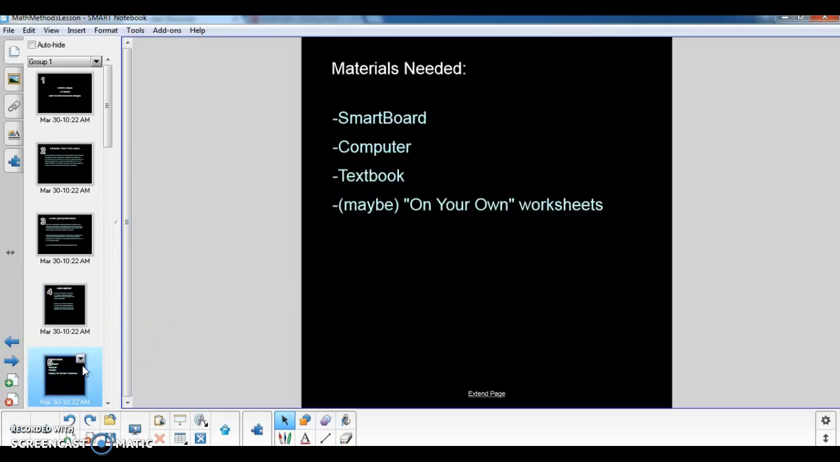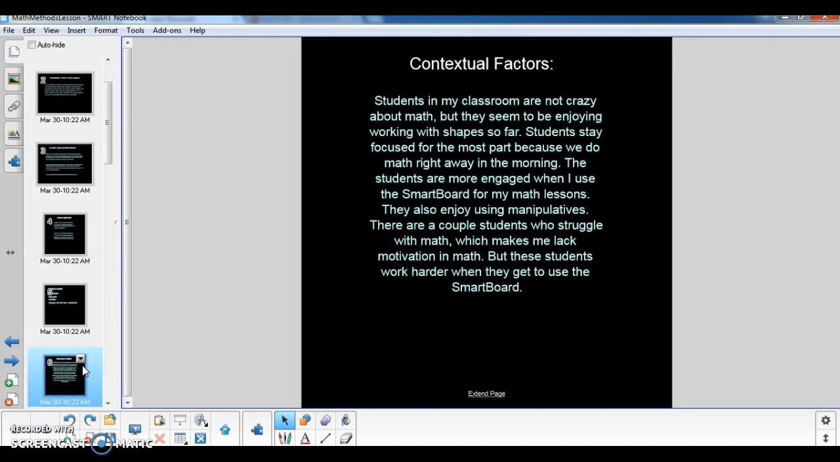Materials: SmartBoard, computer textbook, and the worksheets that are provided from the textbook. Contextual factors. I said that they're not crazy about math, but they seem to be enjoying working with the shapes and using the manipulatives with the shapes, and they like using the SmartBoard as well, and that gets them really engaged.